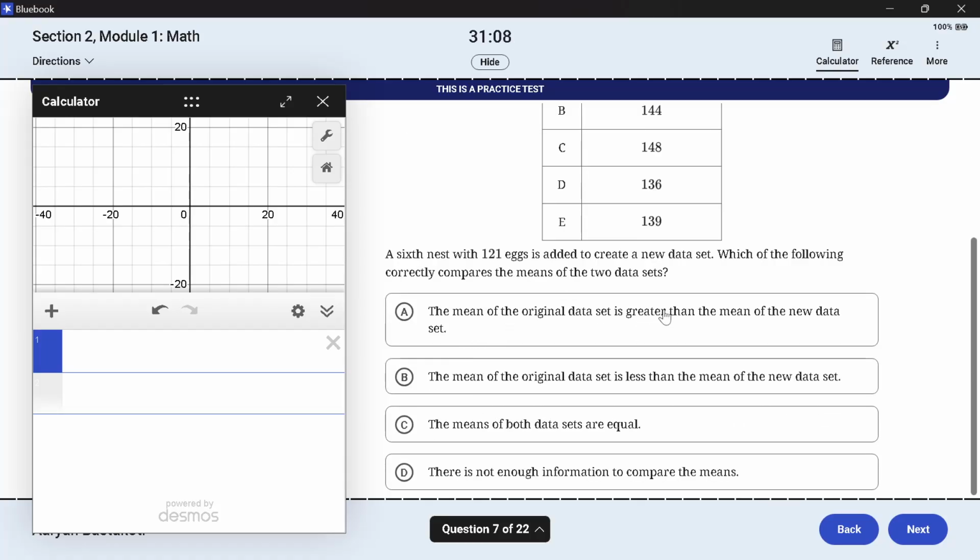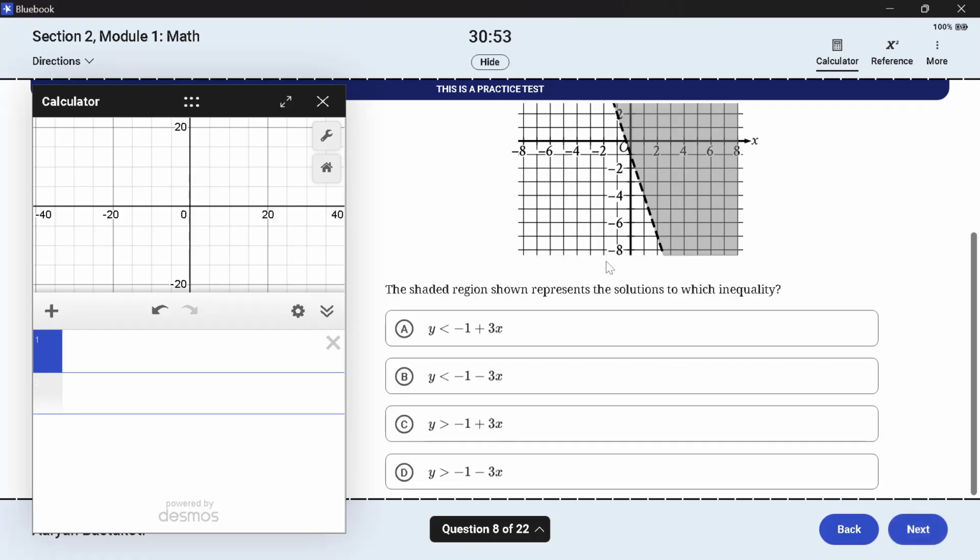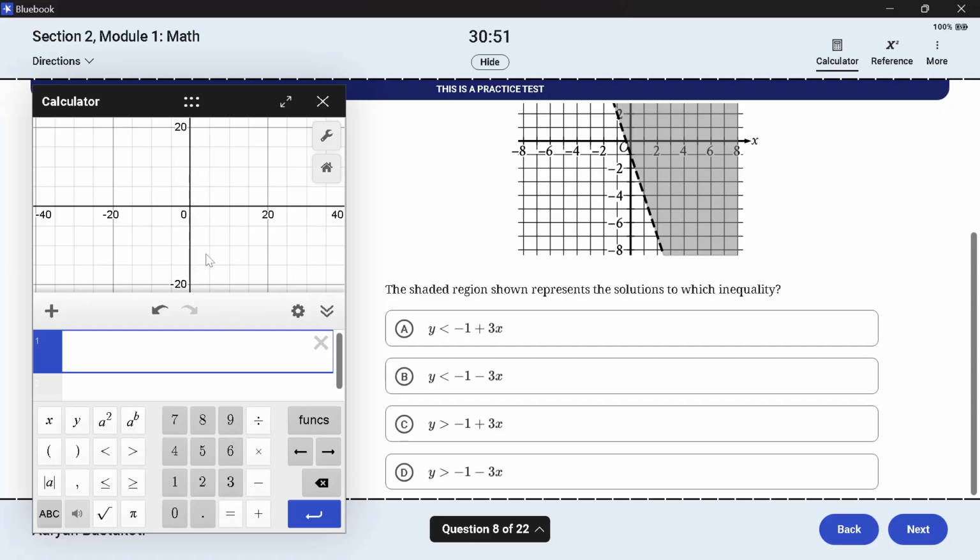The mean of the original dataset is greater than the mean of the new dataset. This is the right answer. The mean of the original dataset is less? No, it will be more since we are adding a nest with fewer eggs. Are equal? It will not be equal. There is not enough information? There is enough information. So yeah, for this it's very easy if you just check it one by one and match it with whatever comes there.